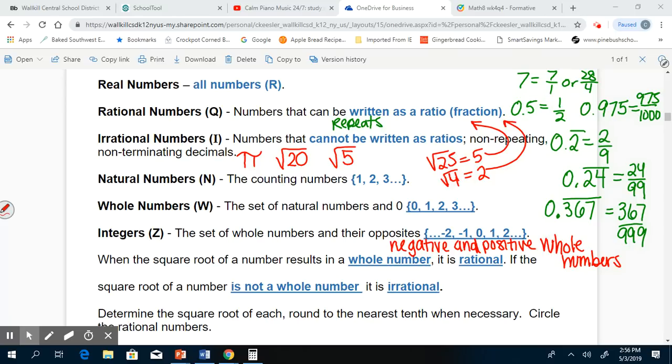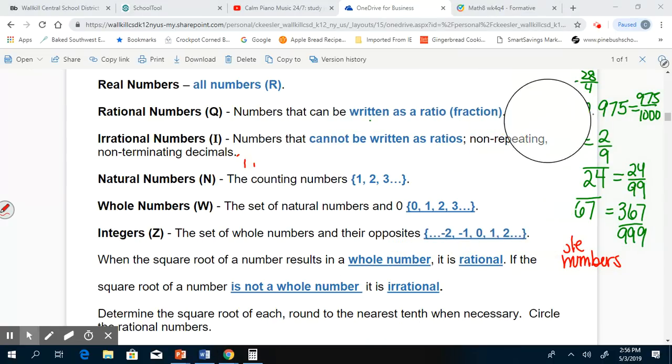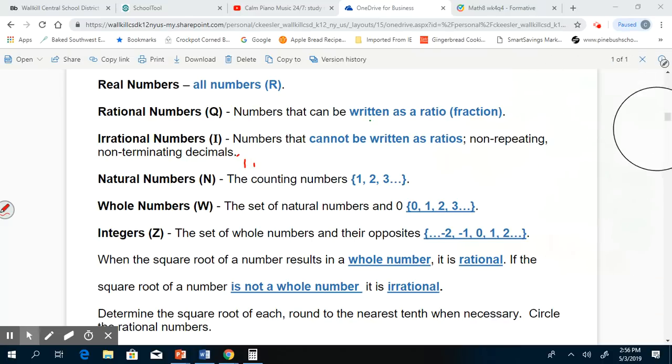All right, so keeping that all in mind, and the idea of rational and irrational with square roots, it's important to be able to identify if something is rational or irrational based on its square root. So when the square root of a number results in a whole number, it is rational. If the square root of a number is not a whole number, it is irrational. So I'm going to do a couple examples with you so you see where I'm getting my answers from, and then you're going to try a few on your own.